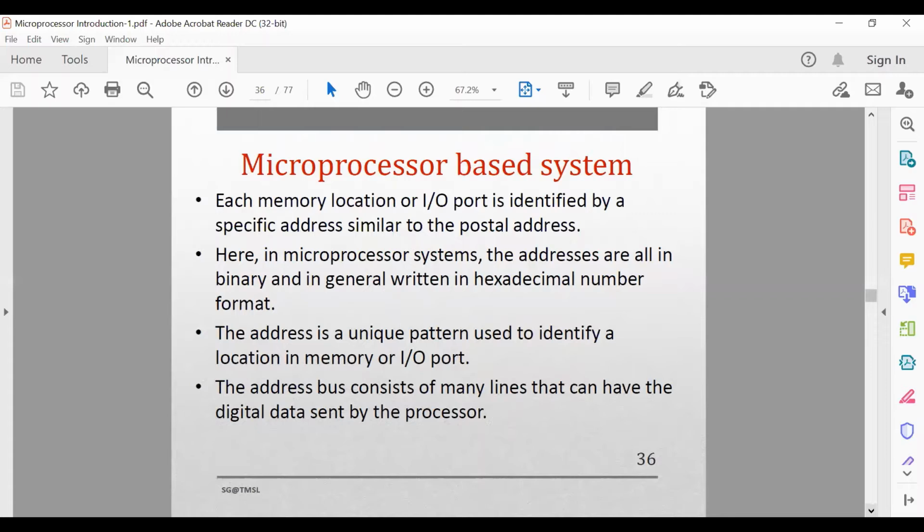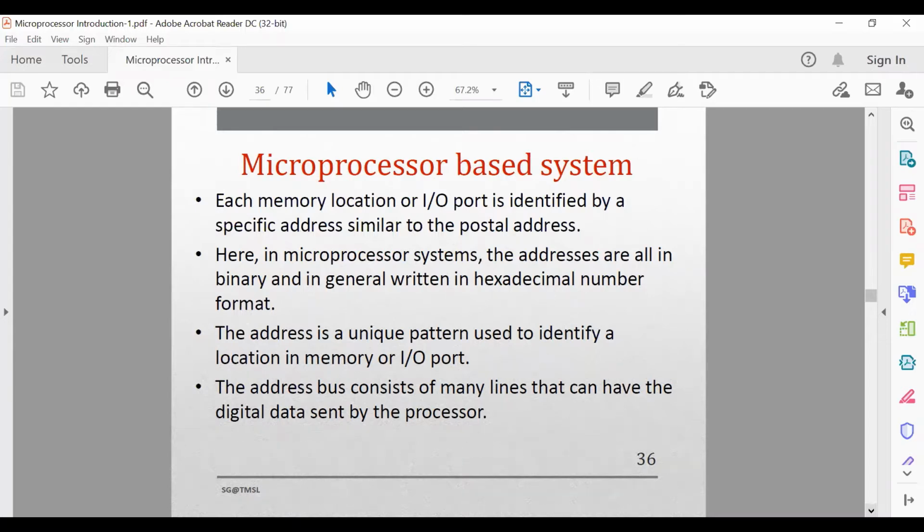Now, each memory location or IO port is identified by a specific address, similar to a postal address. In microprocessor systems, the addresses are all in binary form, like 00000110, and in general they are represented in hexadecimal number format.